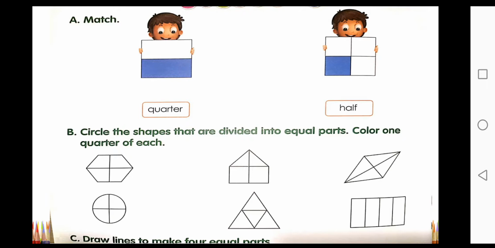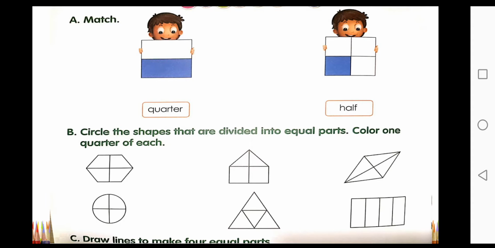Now, look at the other shape. Again, the boy is holding a shape, and this shape is divided into 1, 2, 3, 4 equal parts, and I have 1 colored part or 1 colored piece. So what do we call it? A quarter. Yes, excellent.